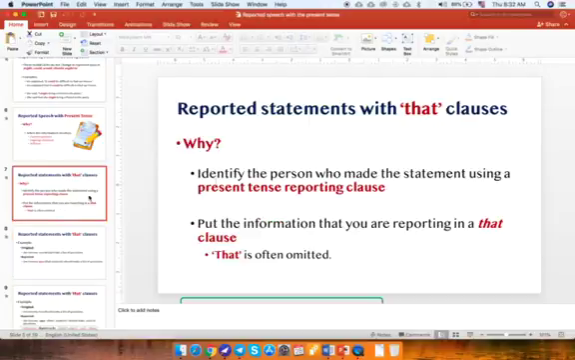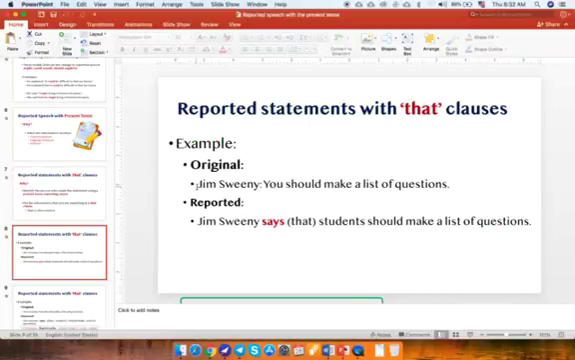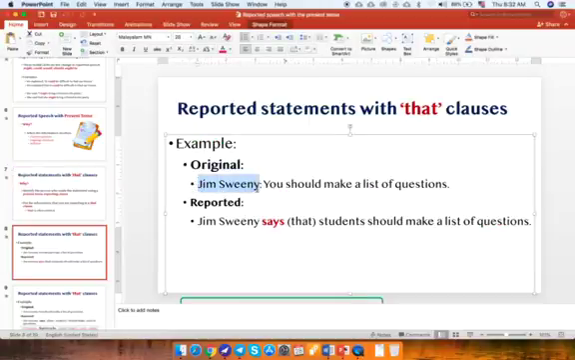As we mentioned here, identify the person who made the statement. In this sentence, S.Vireak is the person who made the statement. So you have to put the name of that person at the beginning of the sentence plus the reporting verb, and this whole thing is considered the reporting clause in the present tense. So we use present tense here.